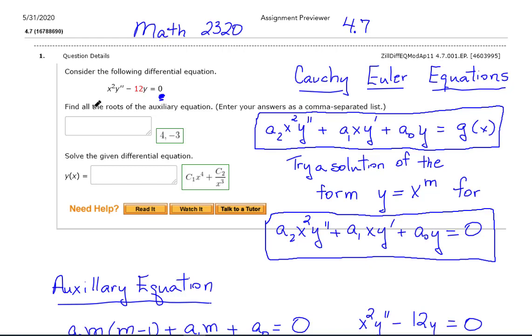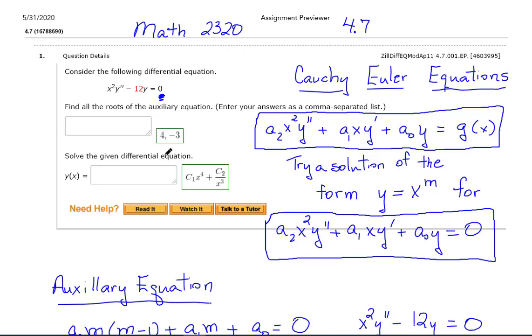Welcome to Math 2320, Section 4.7. In this section, we're looking at a particular type of differential equations. They are called the Cauchy-Euler equations.